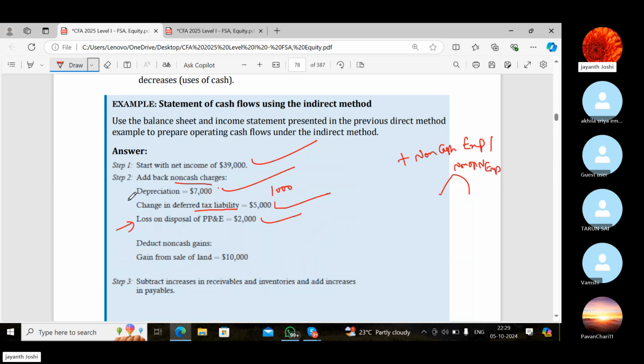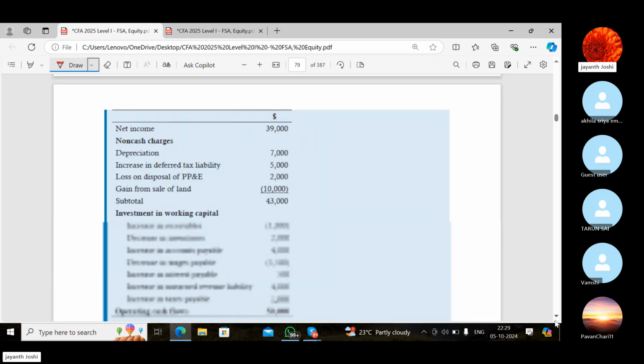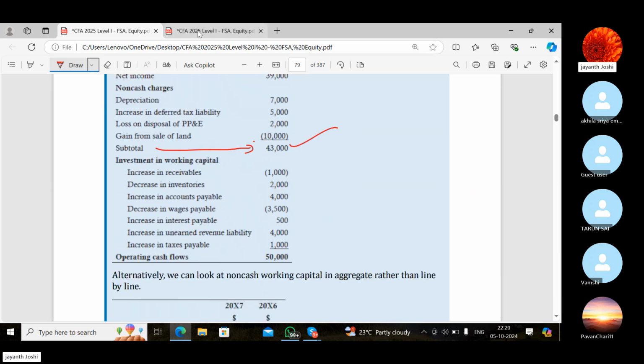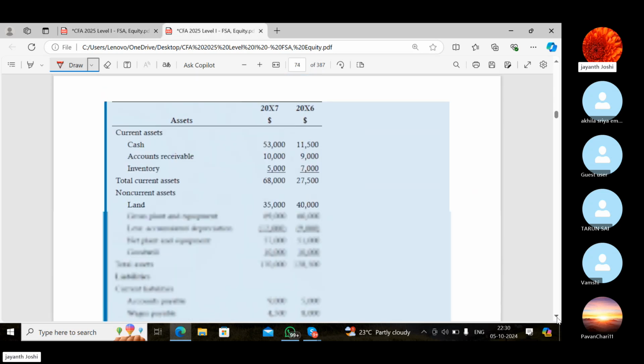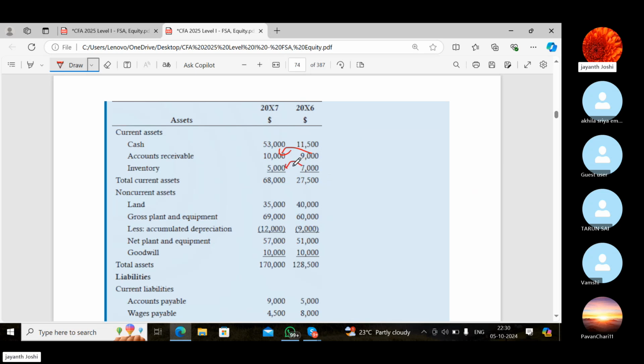Then you have to deduct all the gains, like gain on sale of land, which is given in the question itself. Then add or subtract the changes in current liabilities and current assets. Here the total has come to 43,000. Then receivables: receivables have increased, more credit sales have been made and we did not receive cash. Decrease in cash, subtract. Inventories have decreased, that means increase in cash. We have sold the inventories, add.